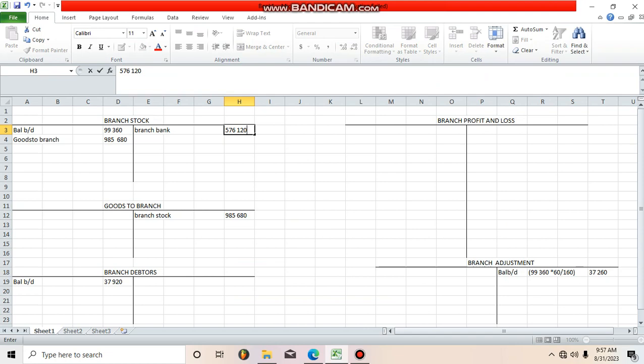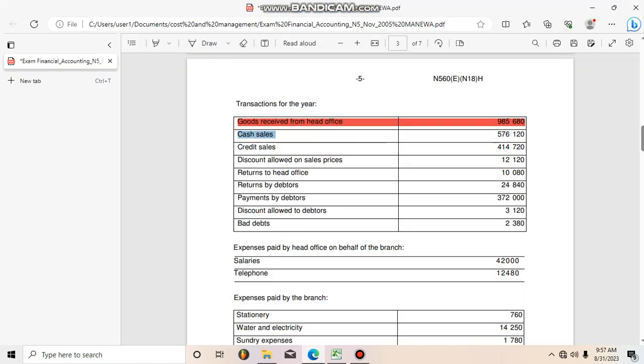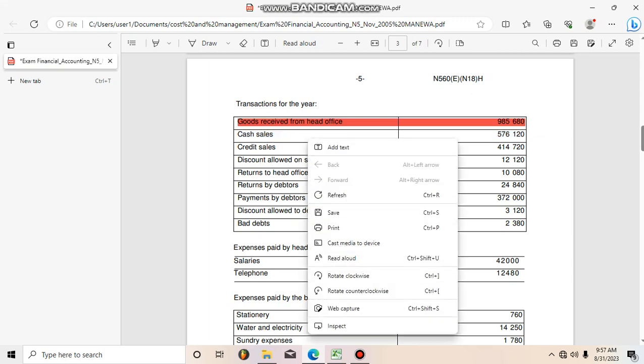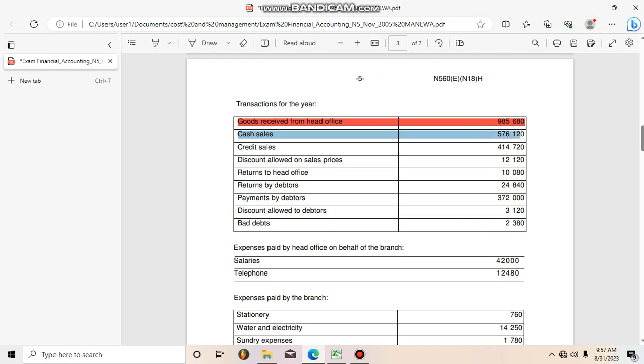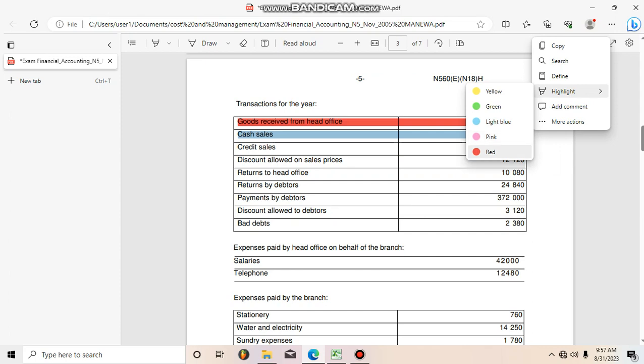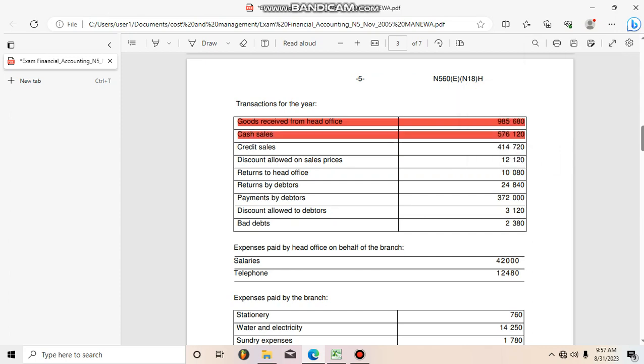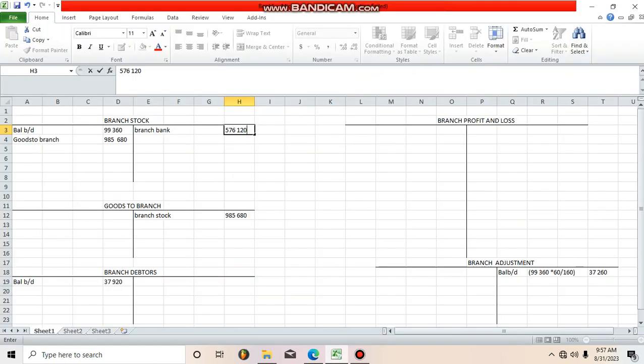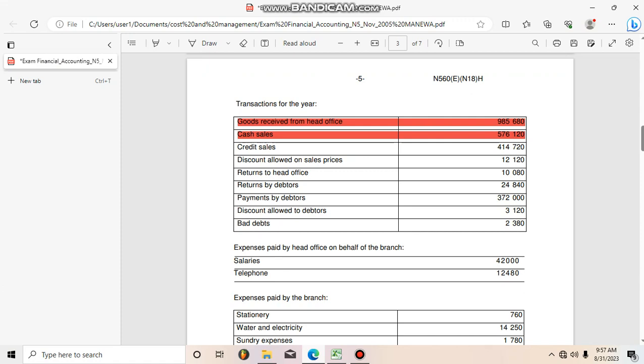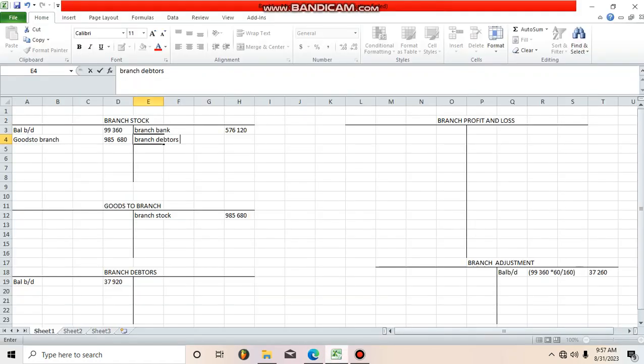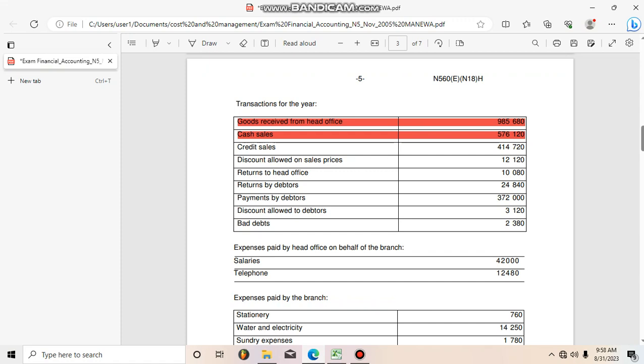Okay, so let's go. I'm done with this. Allow me to highlight it using red. Okay, so the credit sales, this time we sold goods using credit. So you must ask yourself, to whom did we sell these goods? We sold the goods to debtors, right? To branch debtors, with that amount of 414,720. So let me cancel this.